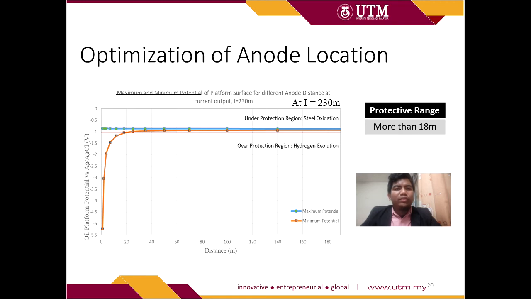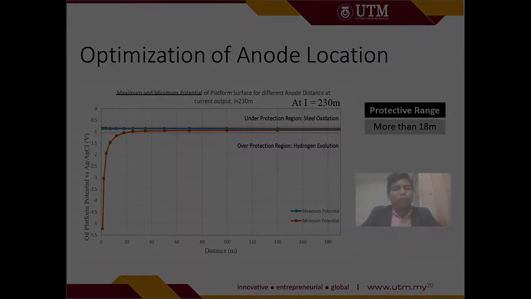Usually, a shorter distance is preferable to cut costs from having longer anode cables. However, sometimes a longer distance is applied because a more uniform potential is received by the platform. In the graph, the protective range of anode distance starts at 18 meters for the anode current of 230 amperes.